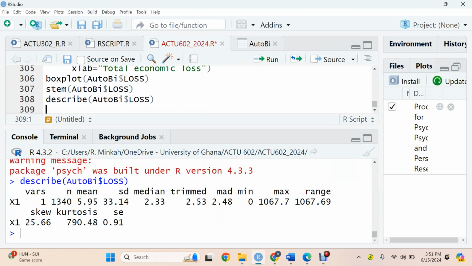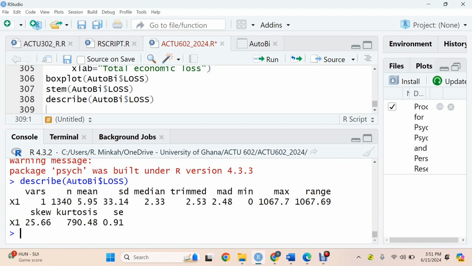Okay, so number of observations 1340, just like I indicated. The mean is 5.95, which means we have to multiply this by 1,000, right? In reality, that's 5.95 thousand, which is almost 600. The standard deviation is 33.1 thousand, okay? Because standard deviation will be in the same unit as the values that you are dealing with.